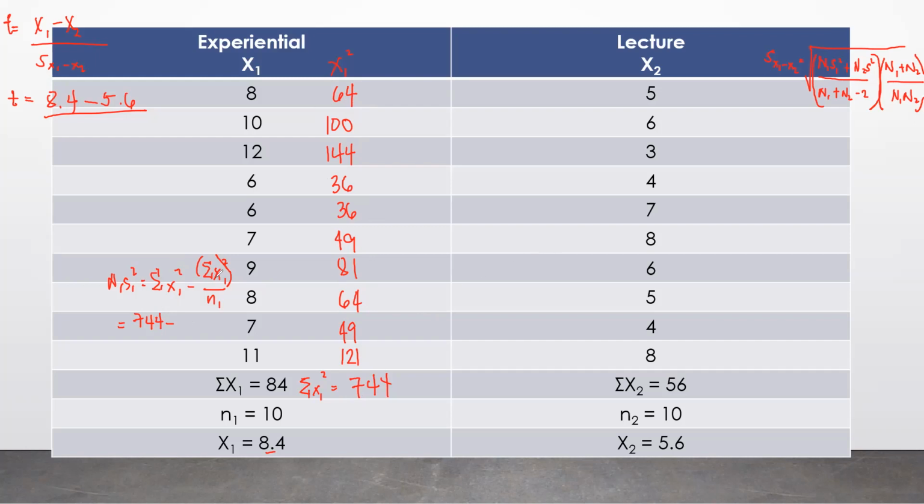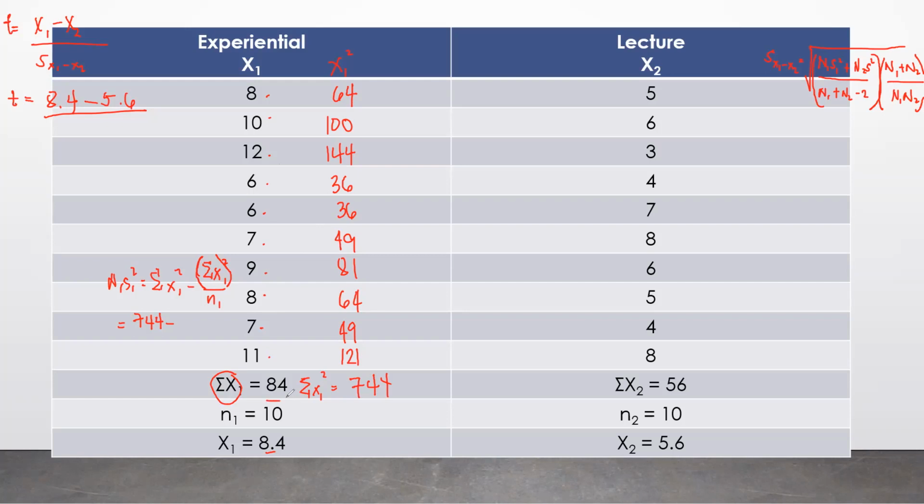Okay. Now, how about the summation of x1? Ito na part. Summation of x1. Nasa labas ang square ha. So mamaya pa tayo mag-square. Ang summation ng x1 is you just have to add everything. Meaning, i-add natin lahat. 8 plus 10 plus 12 plus 6 plus 6 plus 7 plus 9 plus 8 plus 7 plus 11. That's a total of 84.